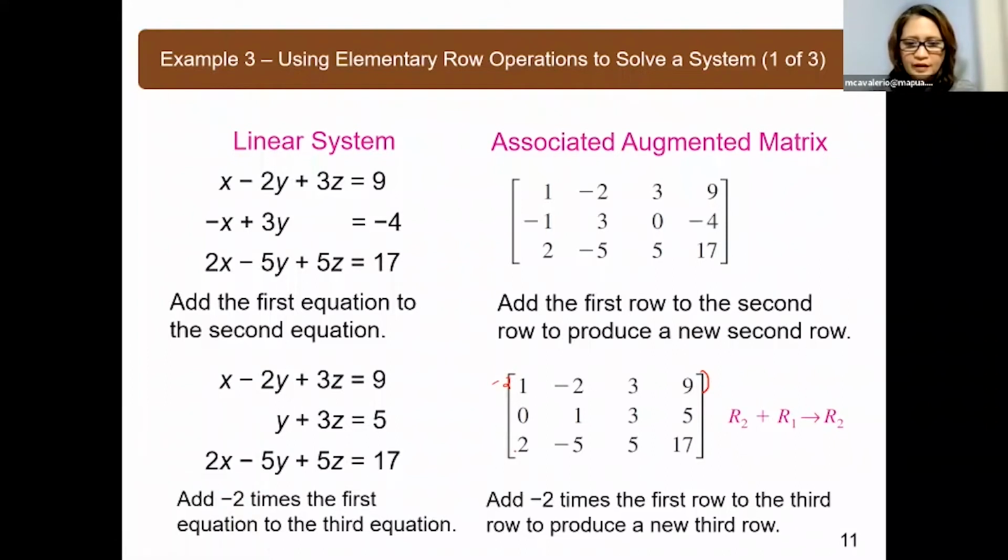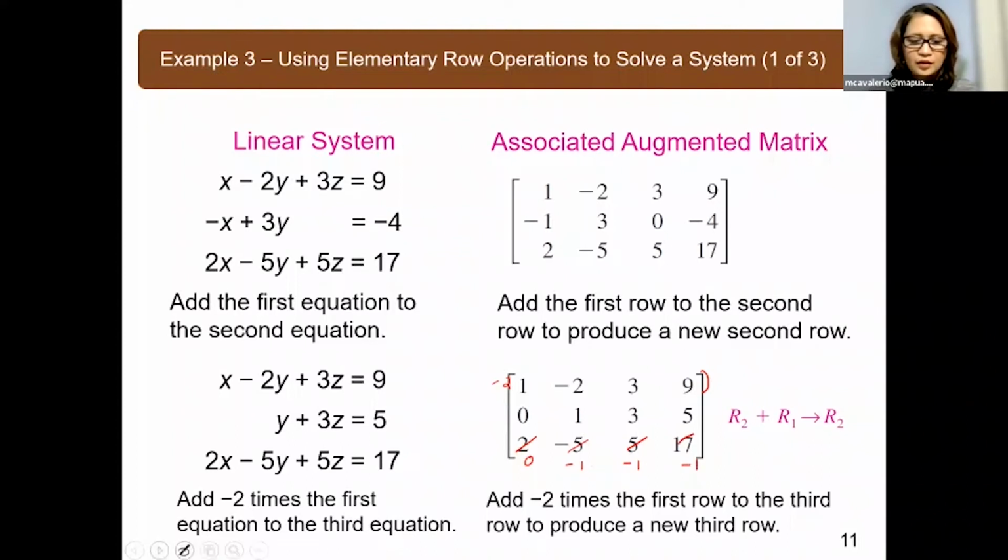So you have -2 plus 2, then the third row will be 0. So this will be 0 now. -2 times -2 is 4. 4 plus -5, that will be -1. So this is changed to -1. -2 times 3 is -6. -6 plus 5 will be -1. And we have -18 plus 17, that will be -1. Okay, so the third row is now 0, -1, -1, and -1.